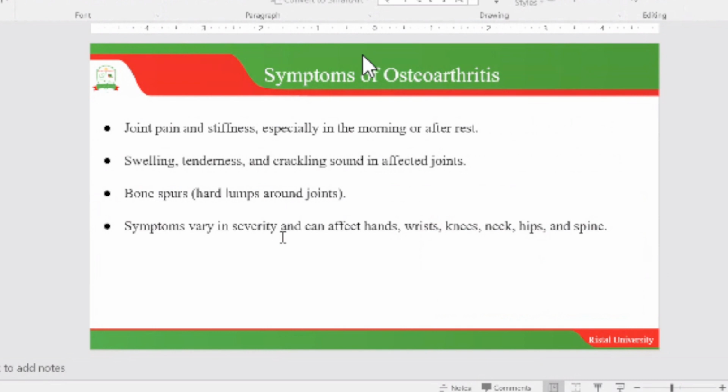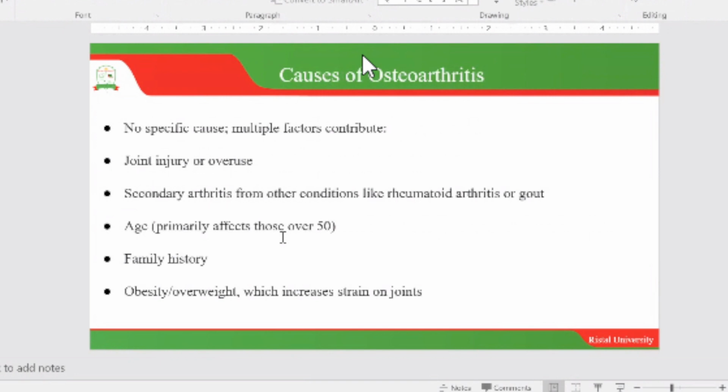So, what are the symptoms of osteoarthritis? Like we saw, not different or strange enough from those that we saw in RA. We are looking at the joint pain and stiffness, especially in the morning or after rest. We are looking at swelling, tenderness, and that cracking sound that you could feel when bones are rubbing against each other. Bone spurs or hard lumps around the joint. And also these depend on the severity and can affect the different parts, the hips, the knees, the spine, the hands, and etc.